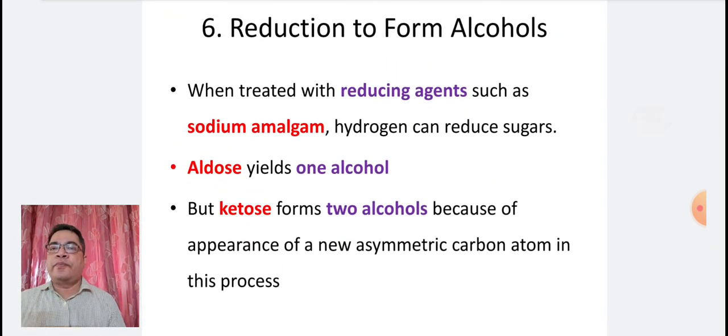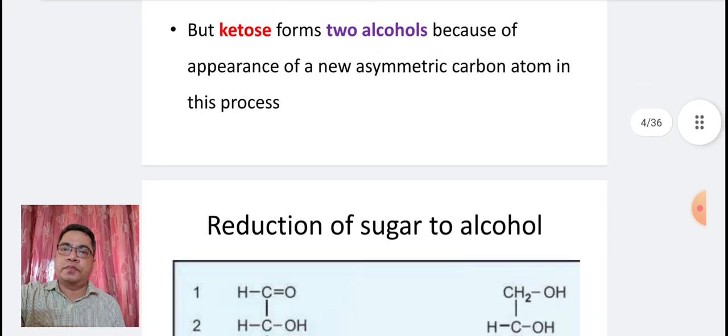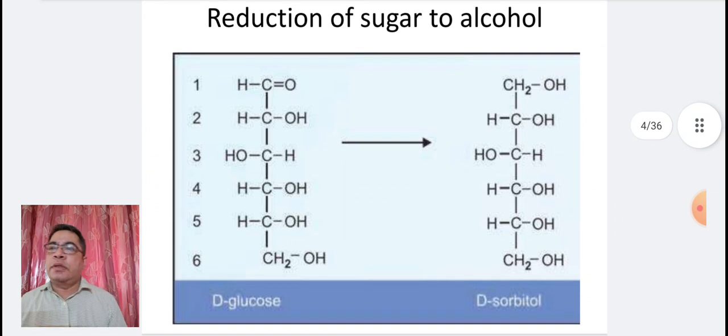Coming to the next point, reduction to alcohols. When treated with reducing agents such as sodium amalgam and hydrogen, sugars can be reduced. Aldose yields one alcohol, whereas ketose forms two alcohols because of the appearance of a new asymmetric carbon atom in this process. Here we can see that glucose is converted to D-sorbitol due to change in the first carbon atom, with the attached aldehyde changing to an OH group.